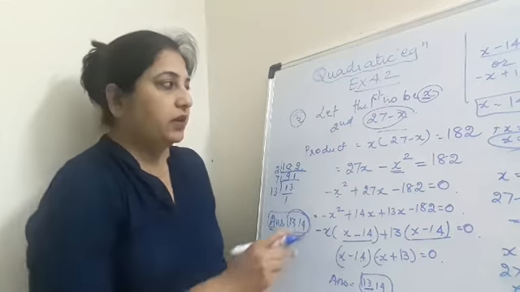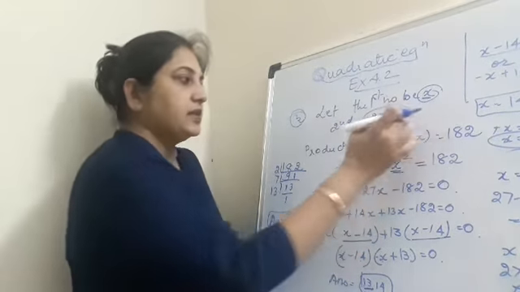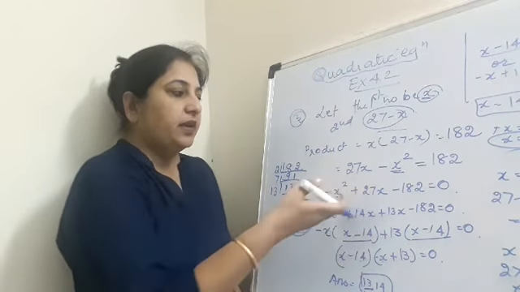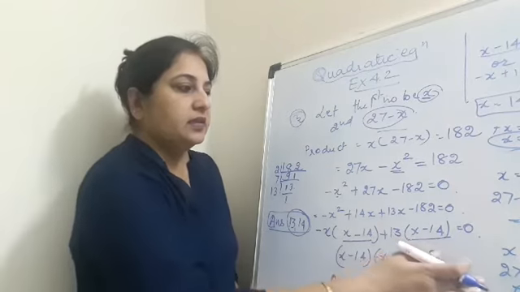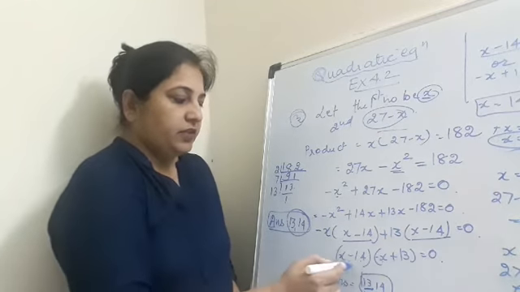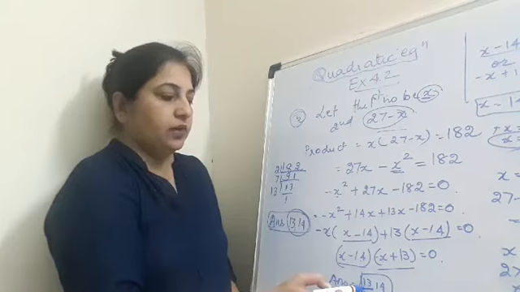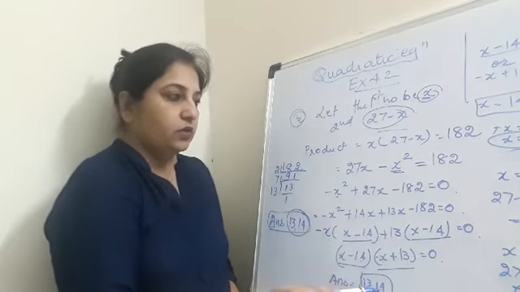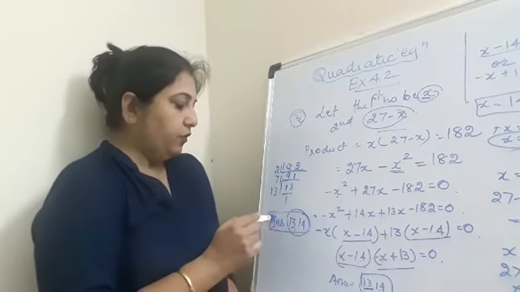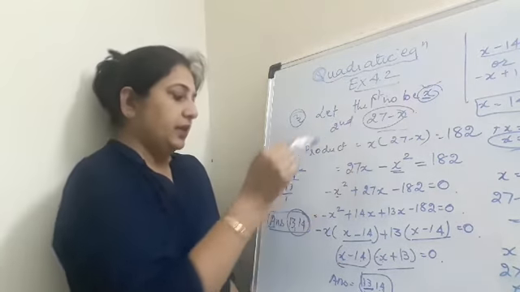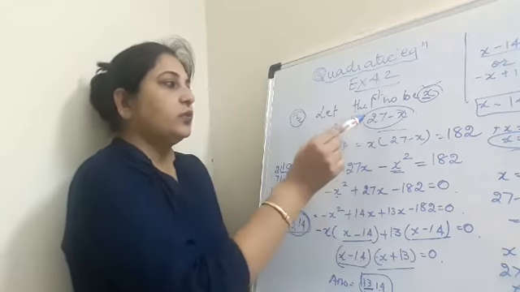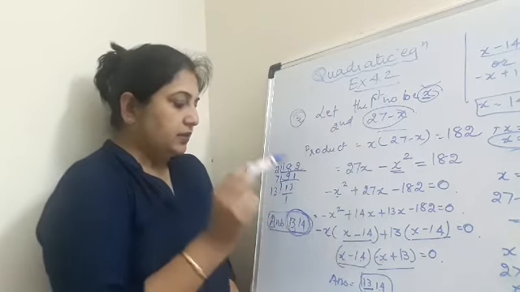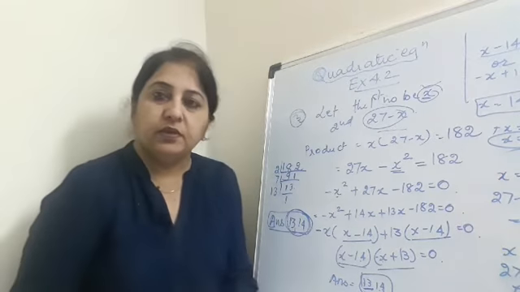I hope you have understood. Let the first number be x, then the second number will be 27 minus x, and then we proceed with the splitting the middle term method, and we get the answers 13 and 14. Whichever you take, in both cases you will get the same answers. One number is 13, and the other number is 27 minus 13, which is equal to 14. So this completes your question number 3.